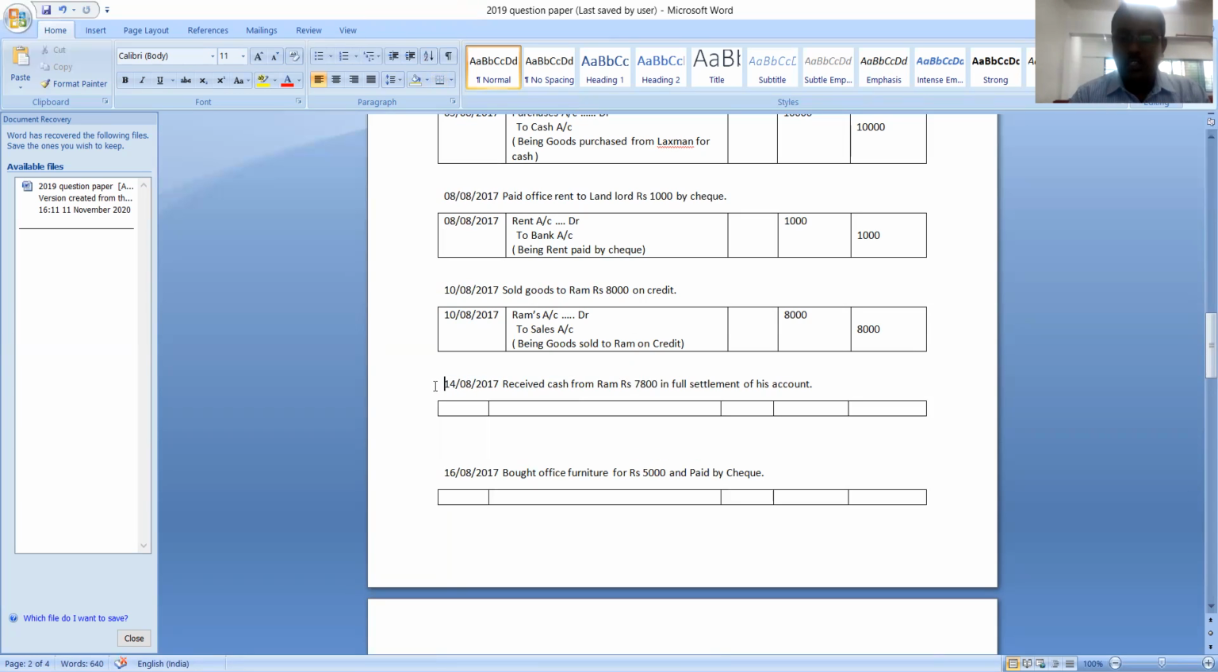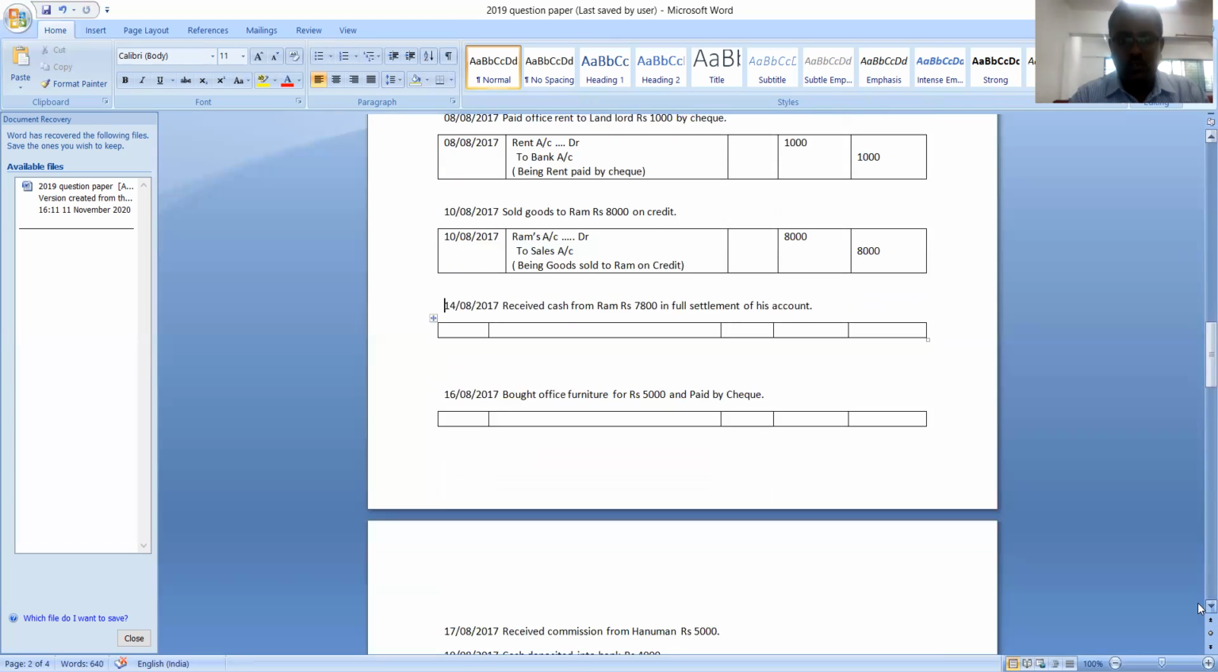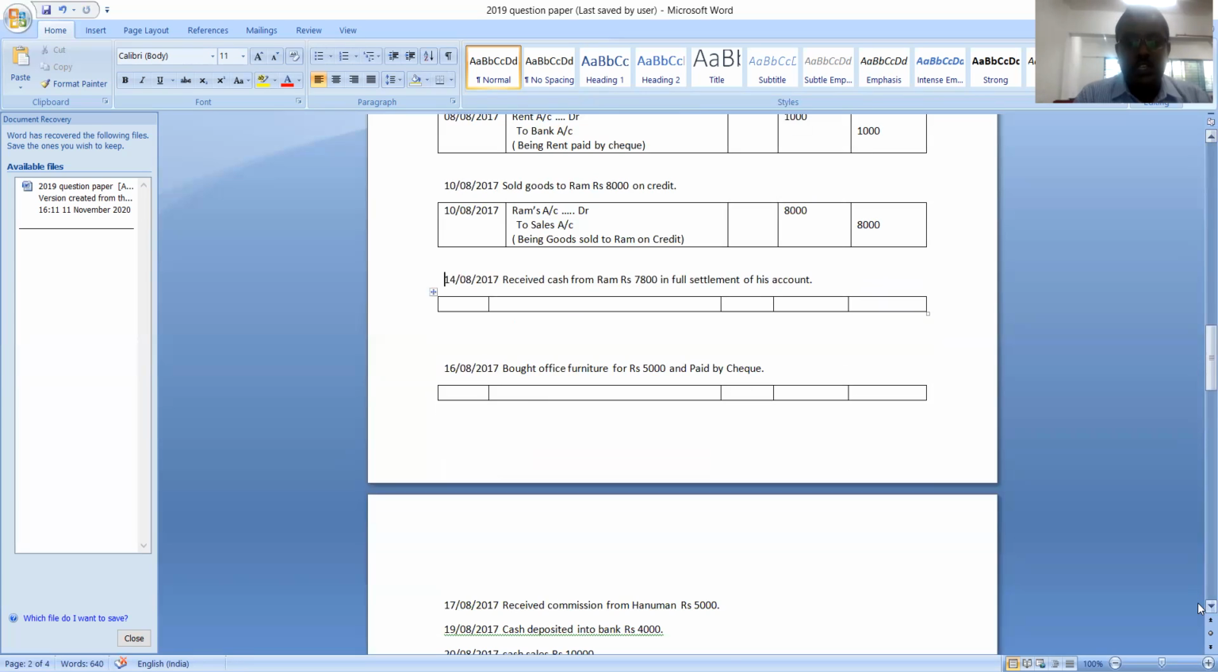What is the next transaction? The next transaction is dated 14th August 2017. What is the transaction? Received cash from Ram rupees 7,800 in full settlement of his account.